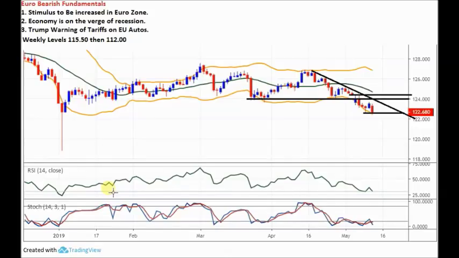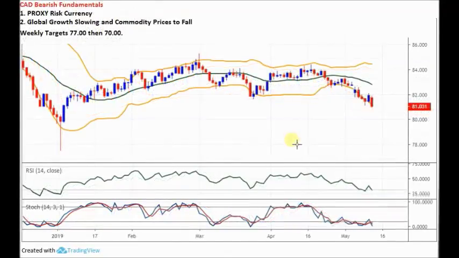Now let's move on to our last pair, which is going to be, of course, CAD JPY. Right, last pair CAD JPY, and just before we draw some levels, let's have a look at the fundamentals, which we think are bearish for the CAD. First one, it's a proxy risk currency. Very sensitive to risk on and risk off.